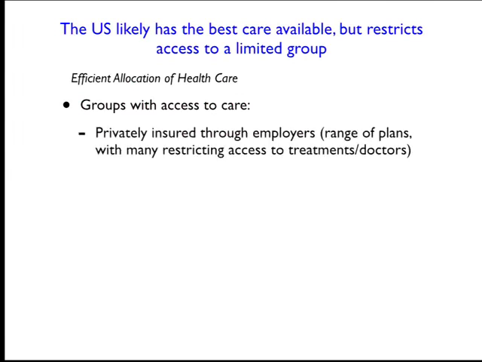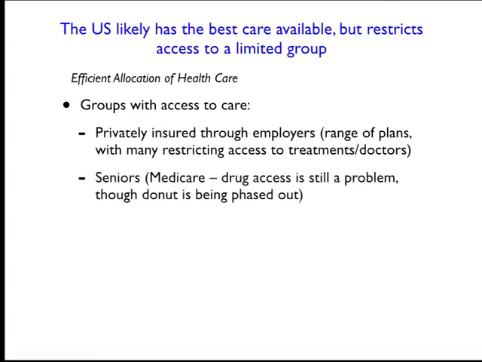Up until the last year or two, the groups that generally had access to care were privately insured people who are insured through their employers, and seniors through Medicare. Medicare has a long history. It dates back to the 1960s. Originally, it basically covered hospitals and doctors. It did not cover pharmaceuticals, because back then those were not a significant expenditure.